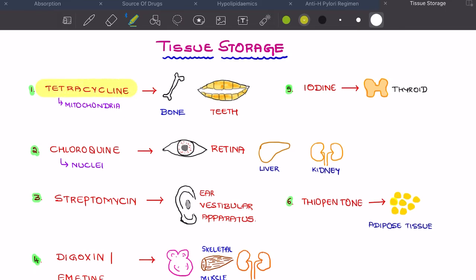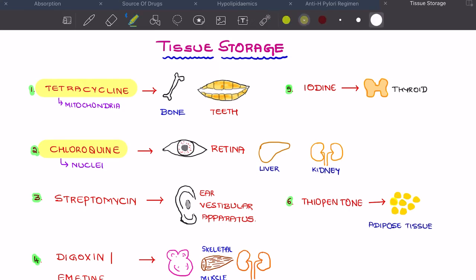Tetracycline gets accumulated inside the bone as well as in the teeth. Thereby it can cause deformation of the bone as well as discoloration of the teeth. Whereas in case of chloroquine, it gets accumulated inside the retina and can cause retinal damage. Apart from that, chloroquine can also get accumulated inside the liver as well as kidney, and at higher concentration it can lead to hepatotoxicity as well as renal toxicity.